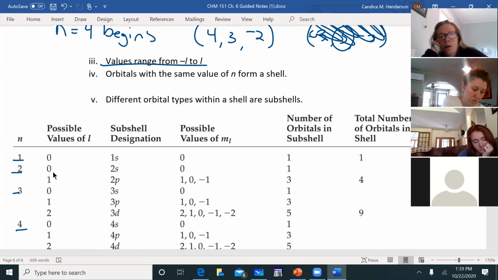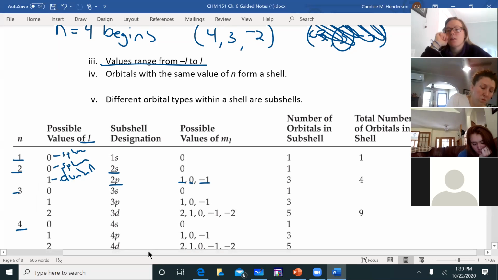Here we've got the 2nd floor. I can have either the 0 shape or the 1 shape. Remember, this is a sphere. This is also a sphere. The 1 is just denoting, when we're talking about L, that it's the dumbbell. So I can have a 2S or I can have a 2P. If it's 2S, the only ML value I have is going to be 0. But if I have the 1, which is the dumbbell shape, I have 3 orientations for that classroom: 1, 0, -1. We get 3 options, and we start expanding from there.